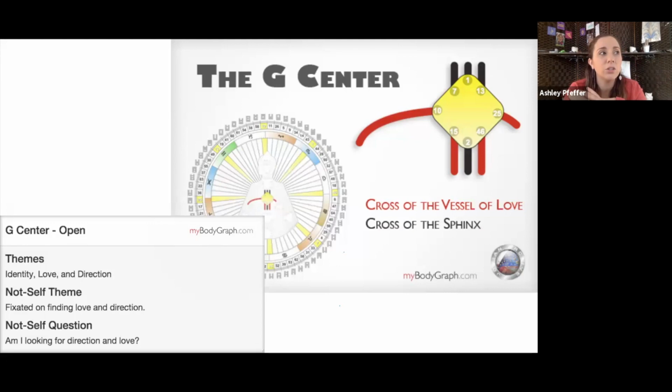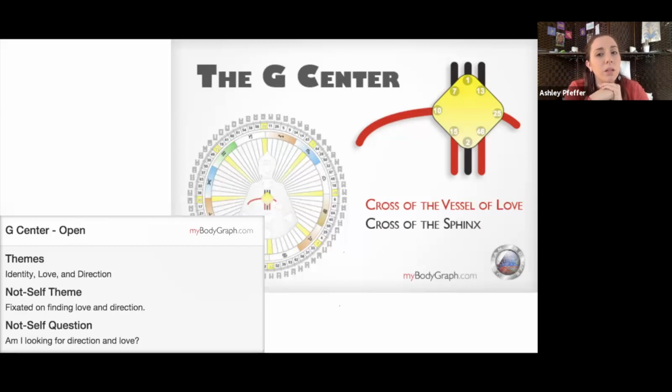But you're here to be that chameleon and to help people find themselves. So people who have an open G center are really good at helping people see their own soul, helping people dive deeper into themselves, and knowing that you're not missing or lacking anything. It's just you're not consistent on what you love. You can change your mind all the time, change your direction all the time.